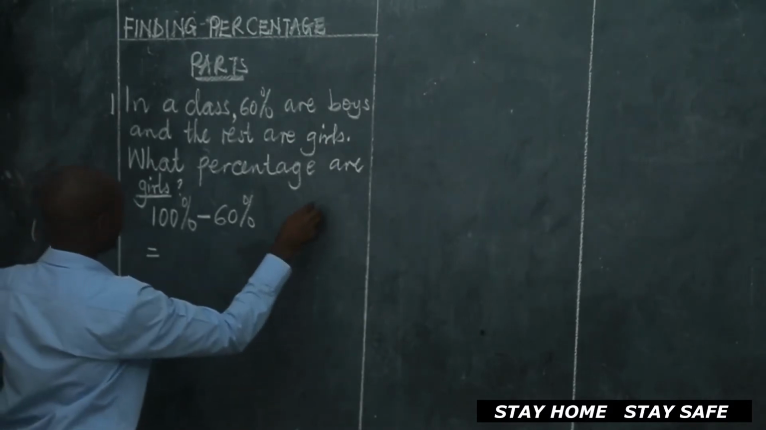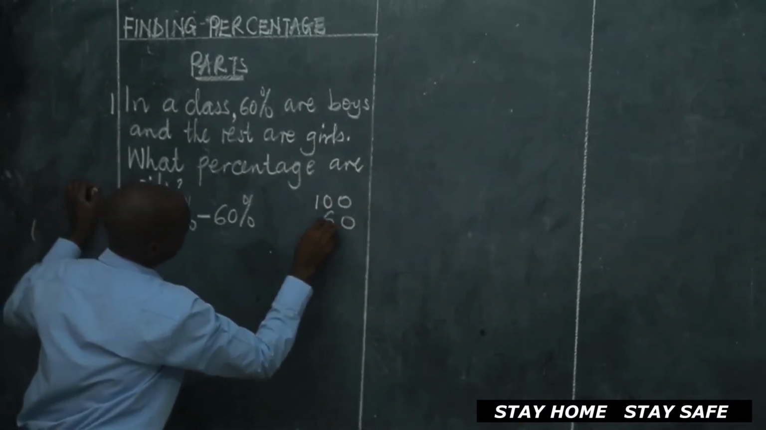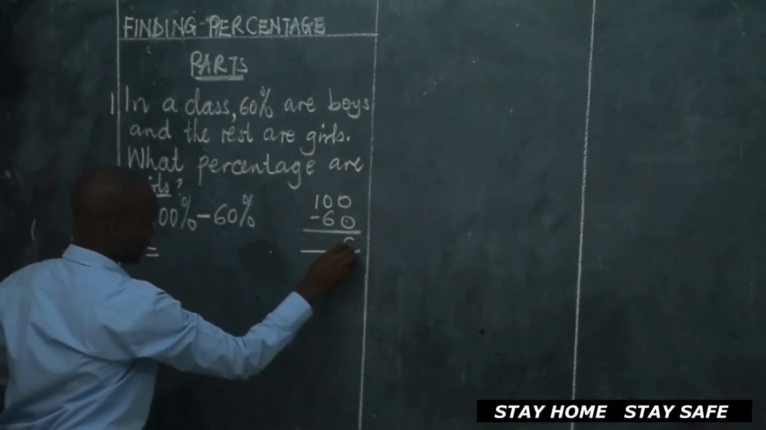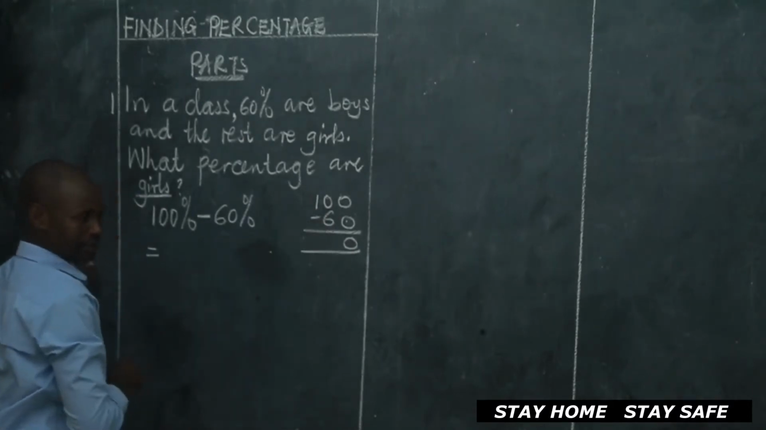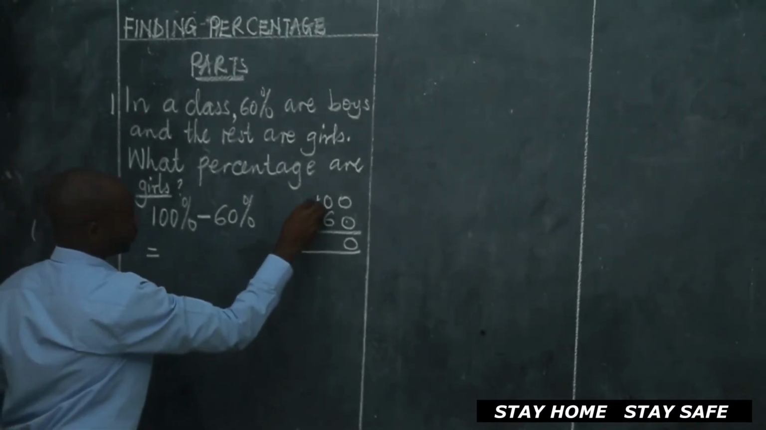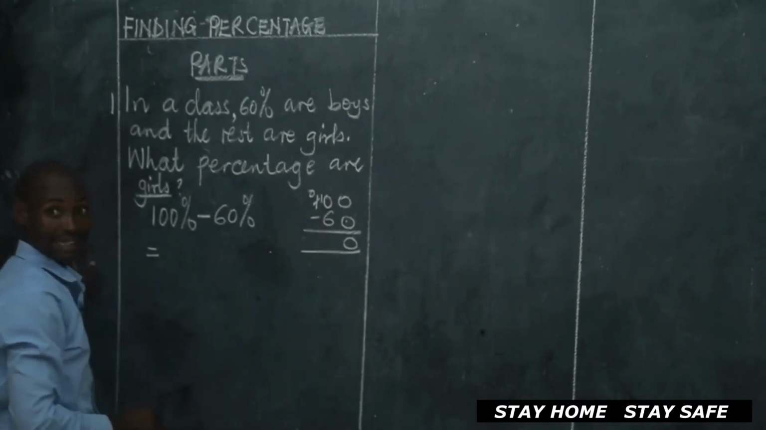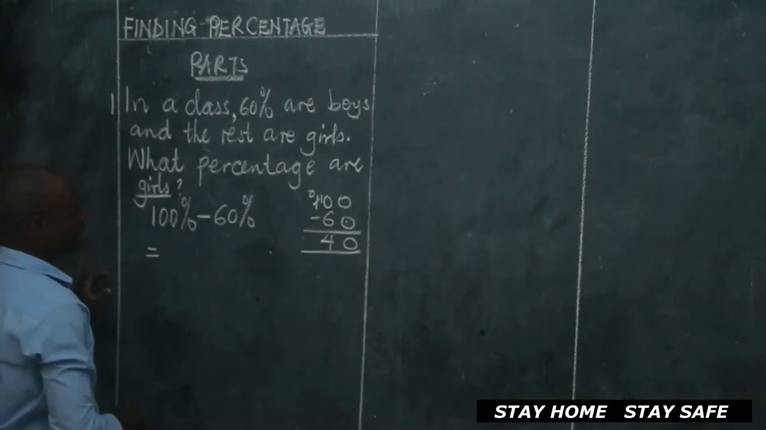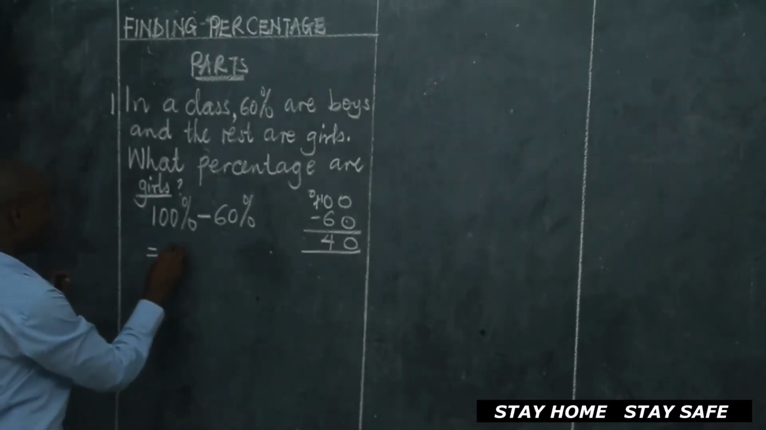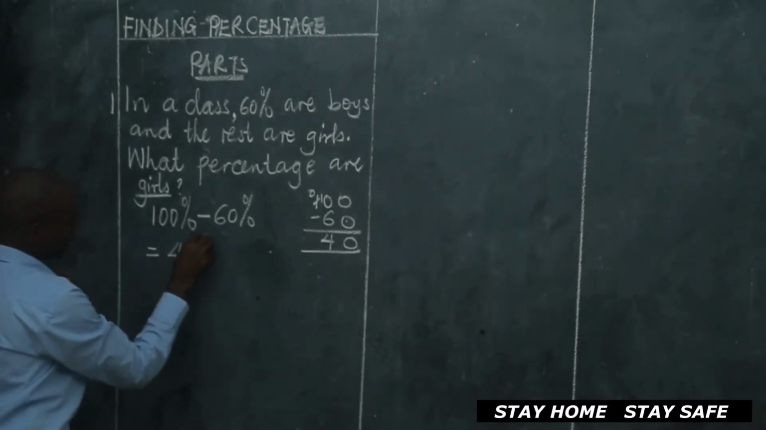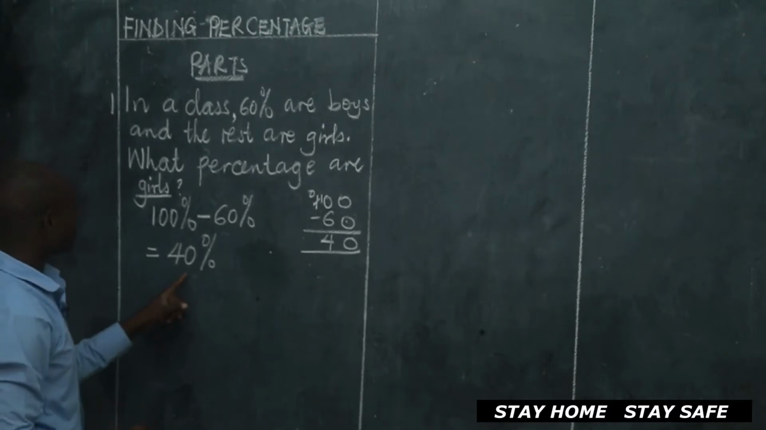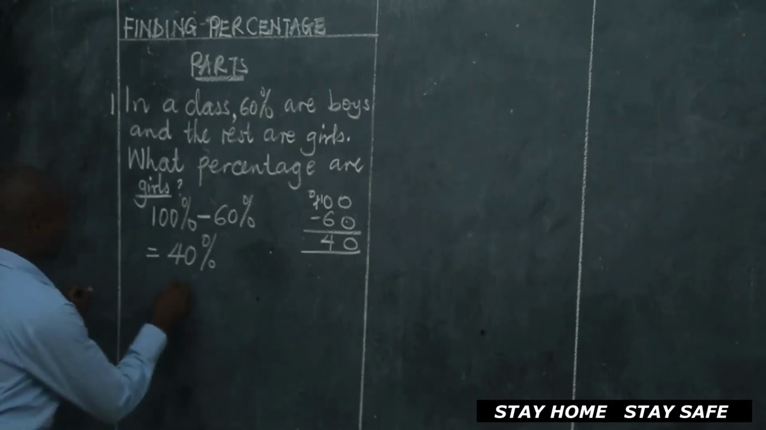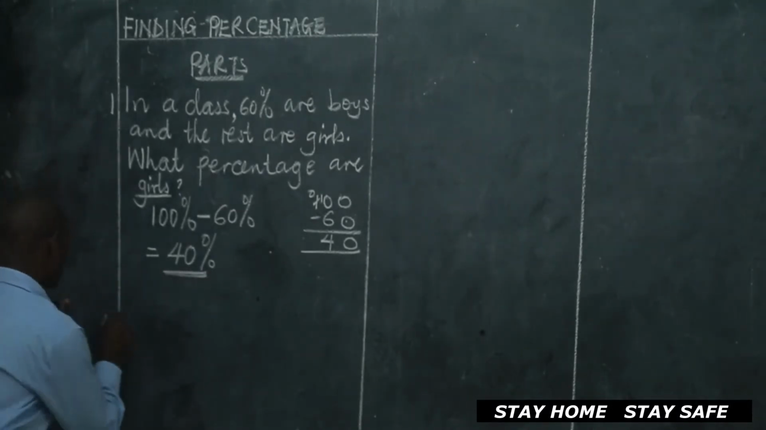Can we subtract this vertically? 100, we take away 60. Side work. Side work is very important. 0 take away 0, we get a 0. 0 take away 6. Of course, we have to regroup. So this one will remain 0, then we get 10. 10 take away 6, we are getting 4. But don't forget that you are dealing with percentages. Therefore, the percentage will be 40%. Therefore, the percentage of girls in this case is going to be 40%. Have you seen? Okay. Let's look at another example.